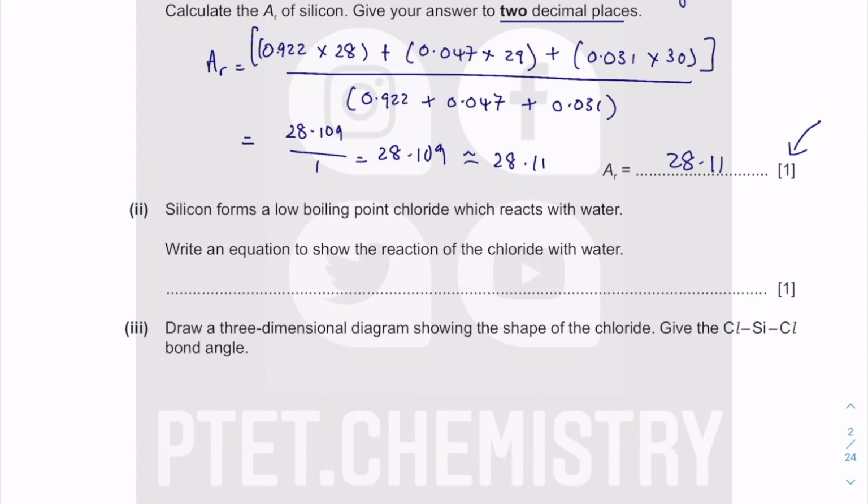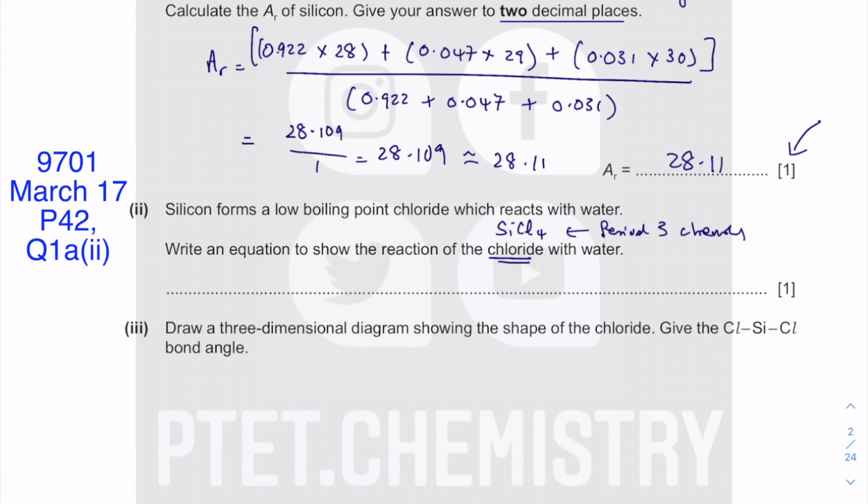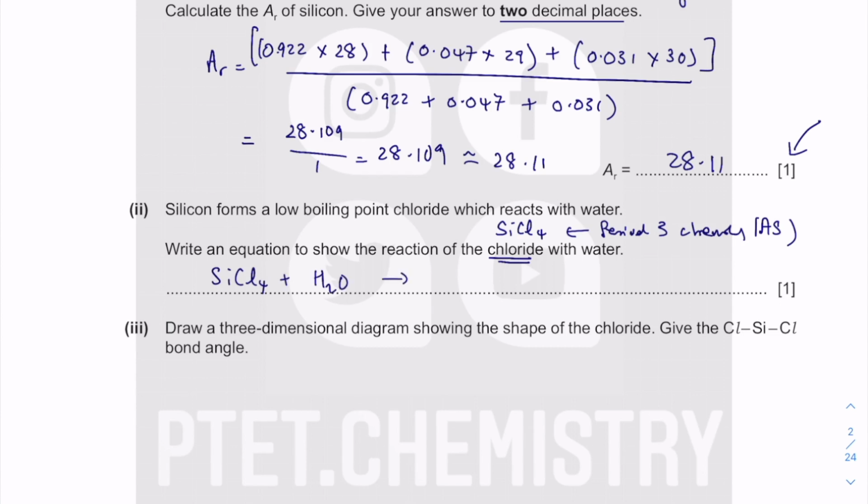The next bit is to do with the silicon chloride. So this is silicon tetrachloride. This is your AS period 3 chemistry. This is AS. Anything from AS can and will be asked in an A-level setting. So SiCl4 plus H2O, you get hydrolysis.